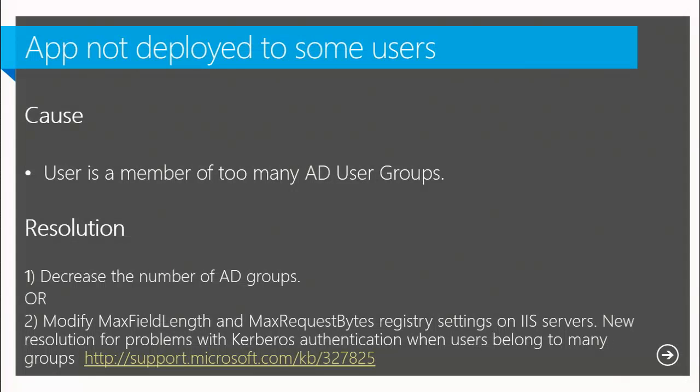And there are several workarounds. Decrease the number of AD groups. That's not always possible. Or you can modify the max field length and max request bytes registry settings on the IIS server. That's another workaround for that issue. Okay? All right? Everybody got that?